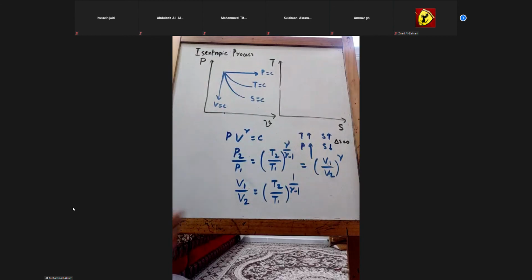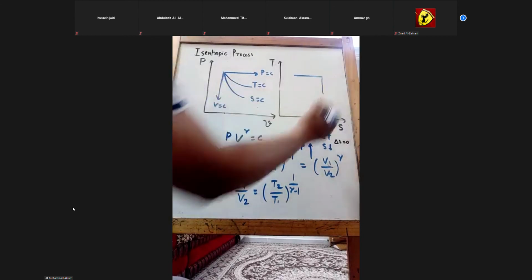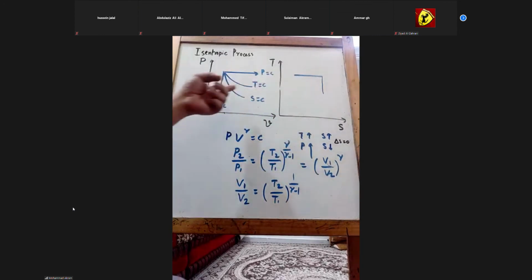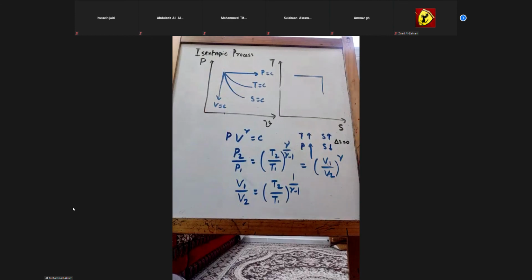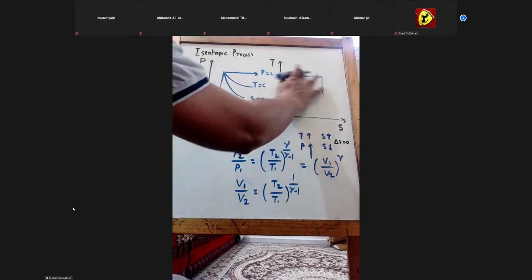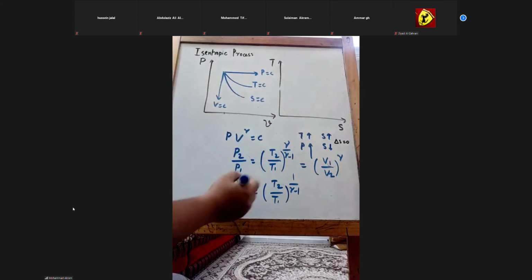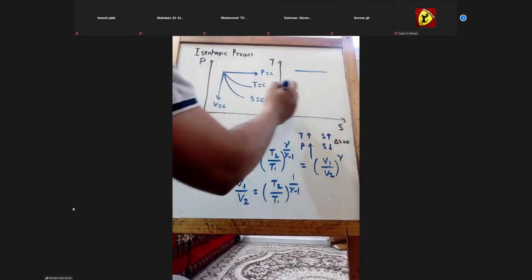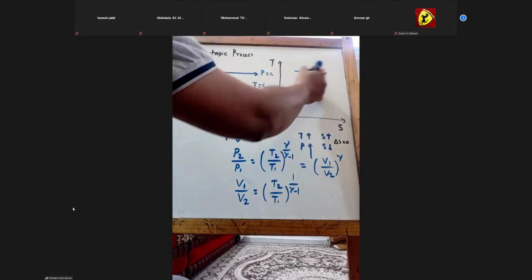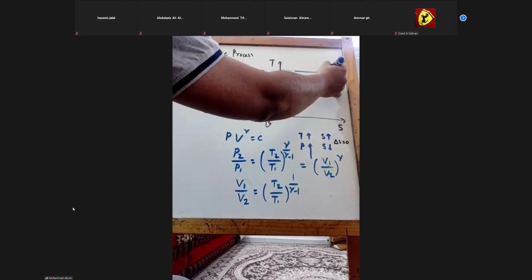If I have it like this, I will get two curves here, right? One is for isothermal, one for isentropic process. So isentropic will have a higher slope compared to the isothermal. Now similarly, what we can draw for this constant pressure will have a lower slope.